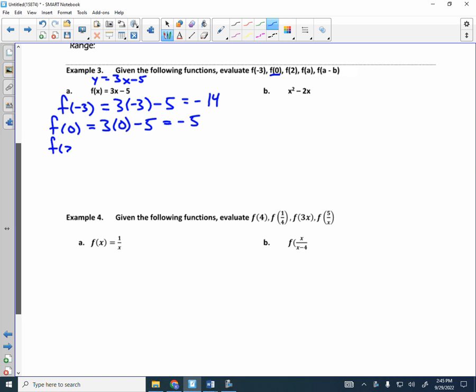F of 2. What do you get if you plug in 2 to your function? Yep, 3 times 2 is 6, minus 5 is 1. What's different about the next operation? It's a variable, which may seem silly to you. However, we do it in calculus all of the time. In fact, the test that they just took, which was handed in, has all sorts of these expressions that get plugged into functions. So we got to learn how to do that.